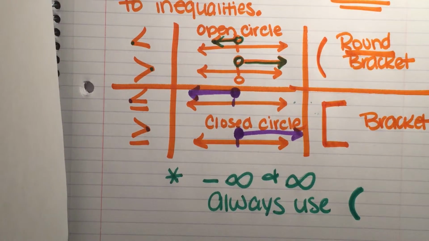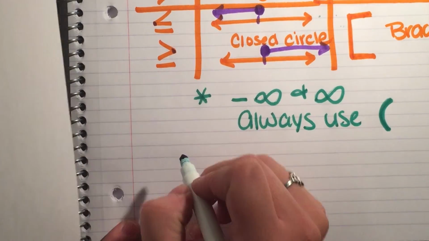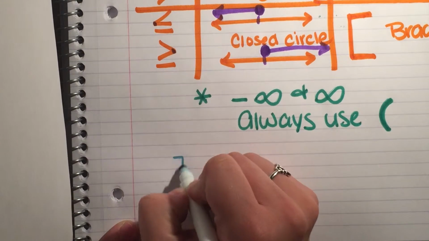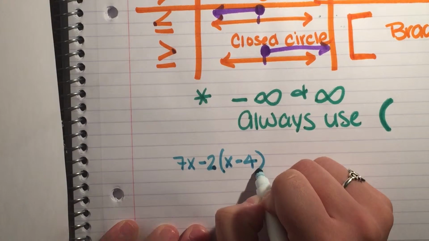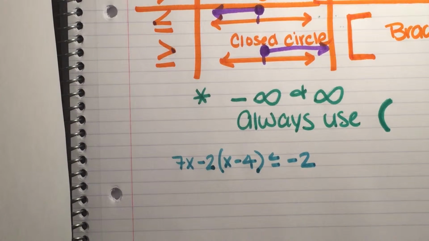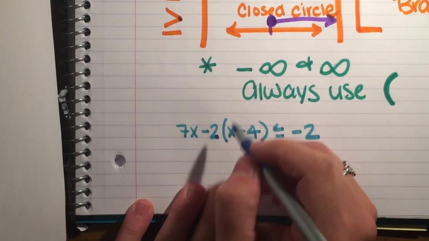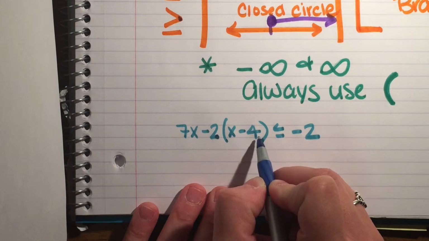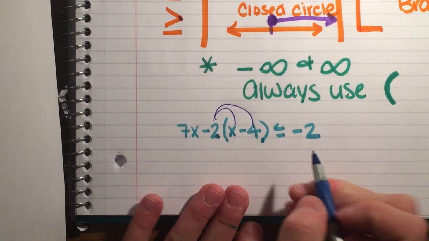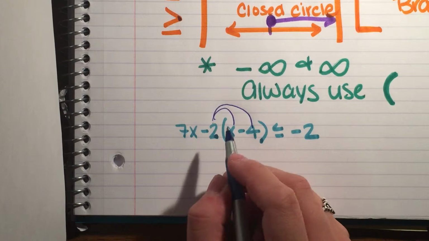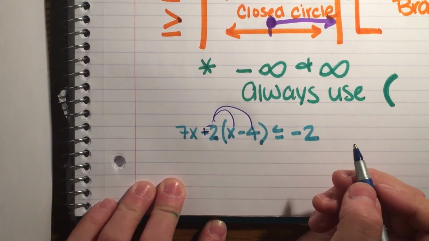Let's try a problem using all three of these steps. So we have 7x minus 2 times the difference of x minus 4 is less than or equal to negative 2. We're going to distribute our 2 into both. Now we can either distribute, let's distribute it as a negative. So I'm going to change this to plus a negative because it's the same thing.